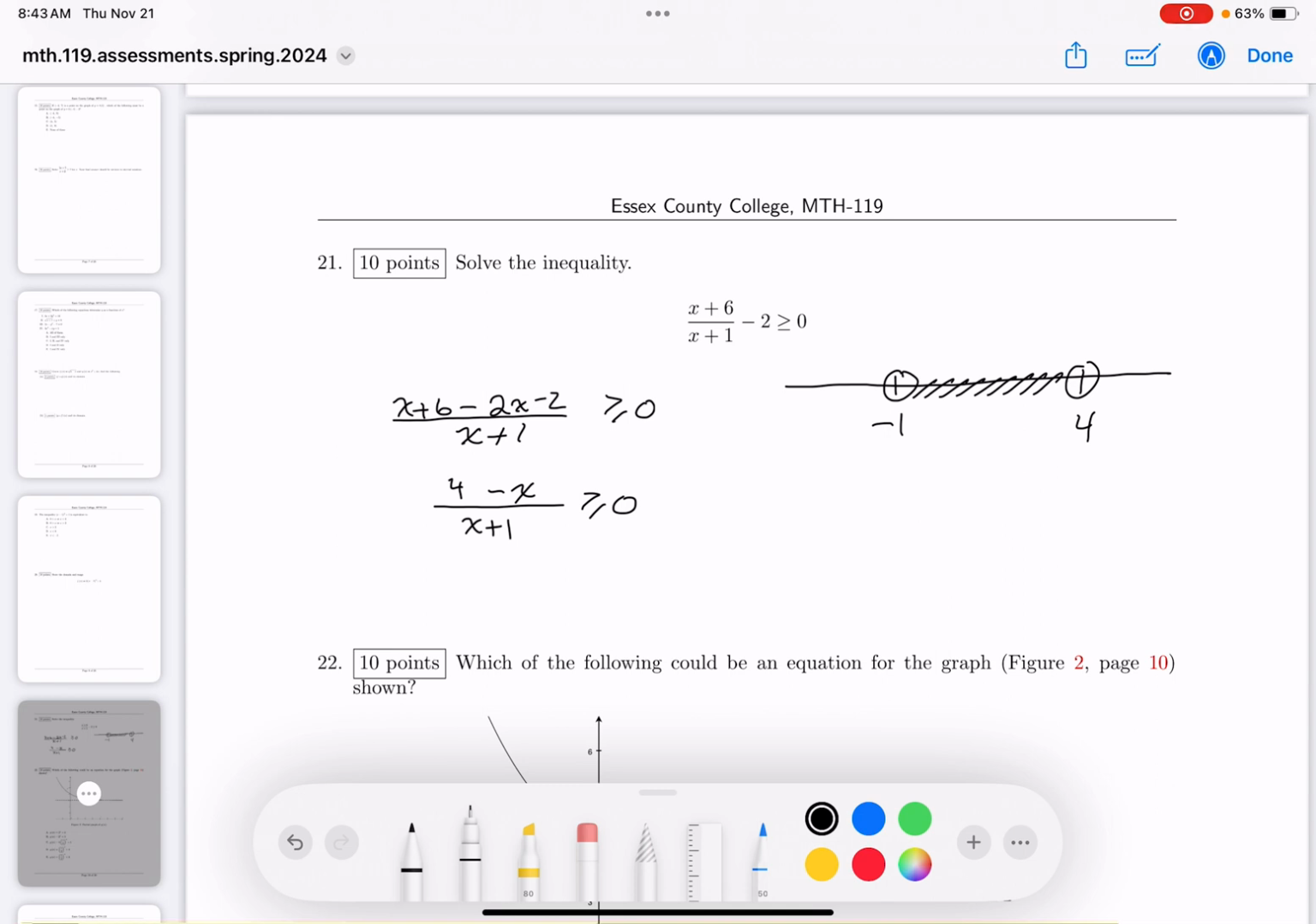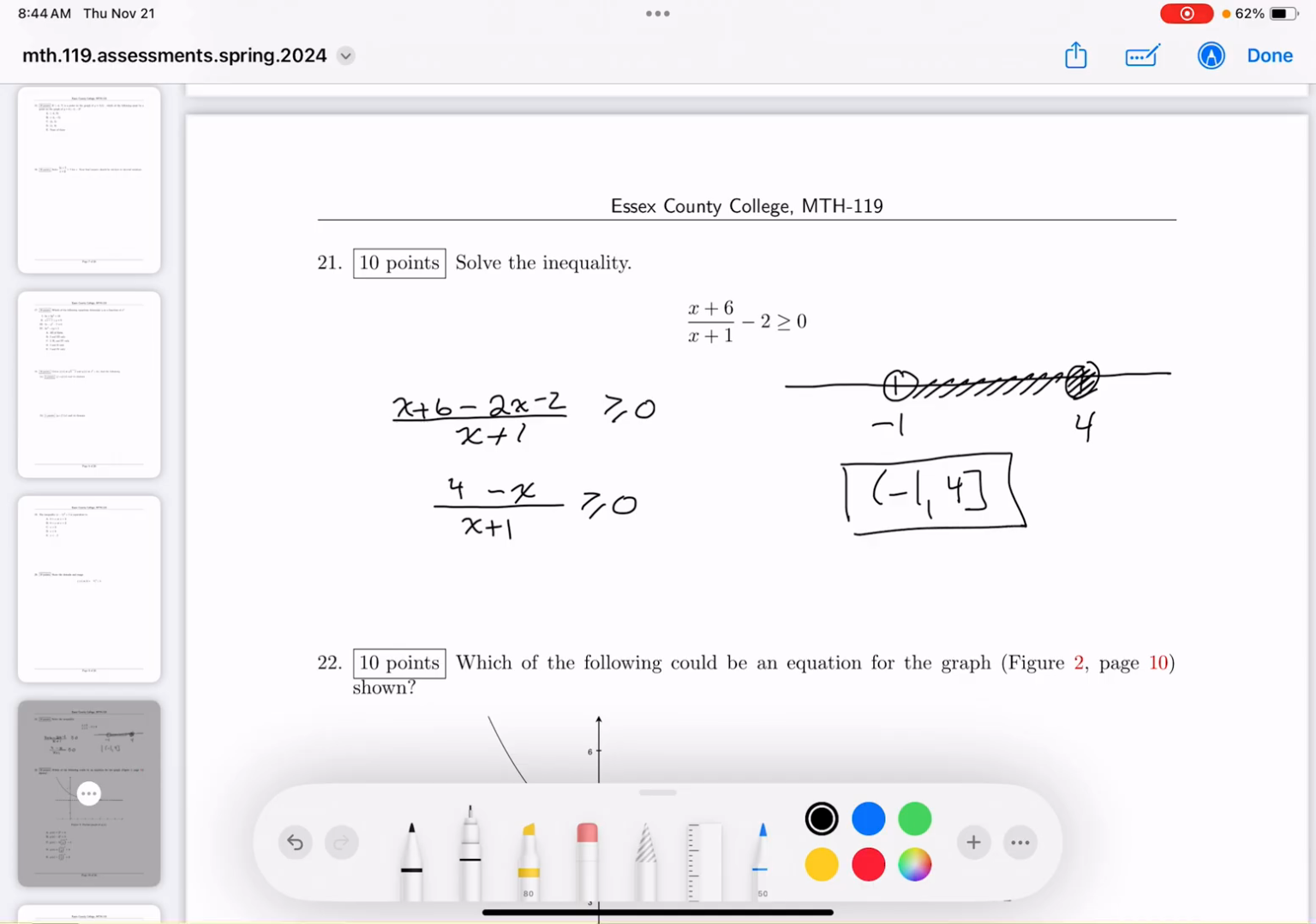Take a number below minus 1, like minus 2, plug it in. You're going to get a negative number, which is not greater than 0. The only other question is when is it equal to 0? Only at the number 4. All right, so solve the inequality. I did the graph of it. To solve the inequality, you could use interval notation. It goes from minus 1 up to 4.